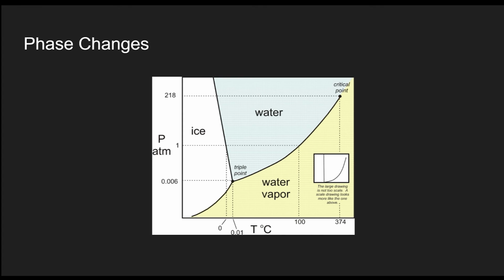Phase changes that require energy are melting, vaporization, evaporation, and sublimation. Melting happens when solids turn into liquids. Vaporization is a liquid turning into a gas. Evaporation is when vaporization happens only at the surface of a liquid, and sublimation is going from a solid to a gas.